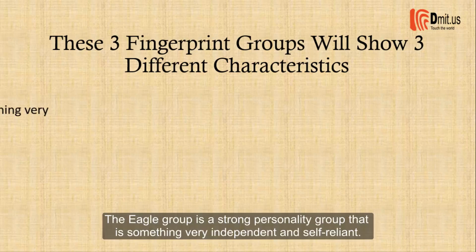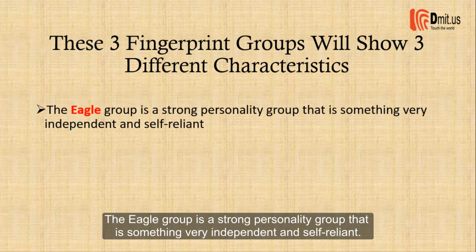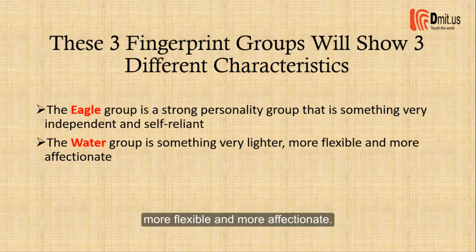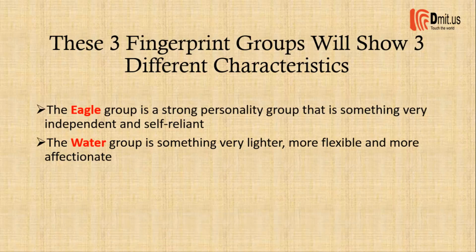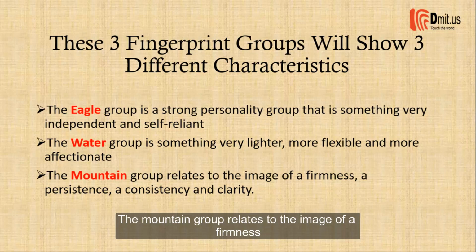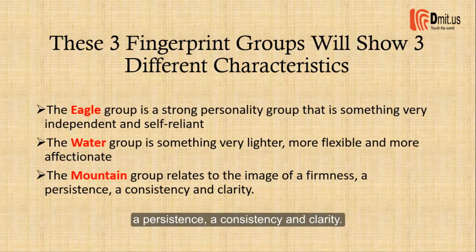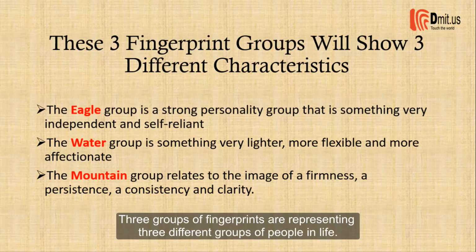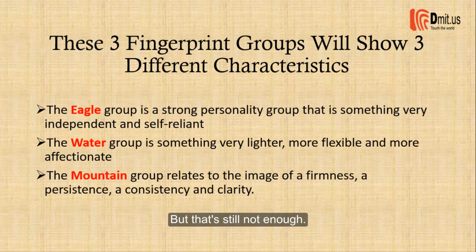The eagle group is a strong personality group that is very independent and self-reliant. Meanwhile, the water group is lighter, more flexible, and more affectionate. The mountain group relates to the image of firmness, persistence, consistency, and clarity. 3 groups of fingerprints are representing 3 different groups of people in life. But that's still not enough.